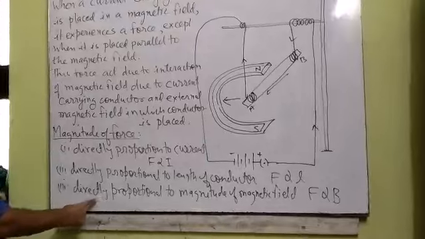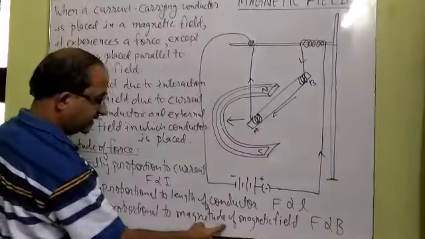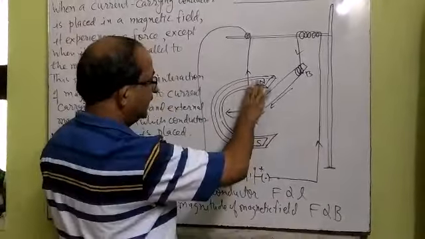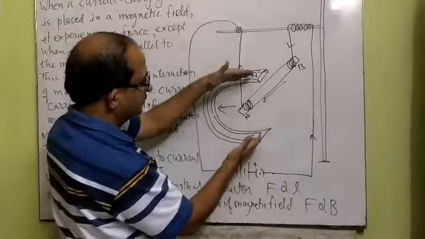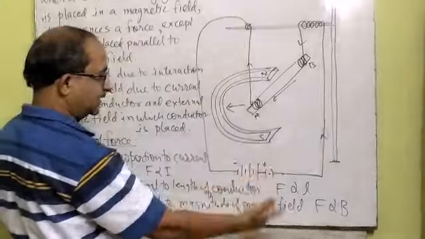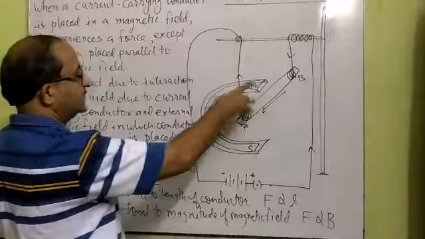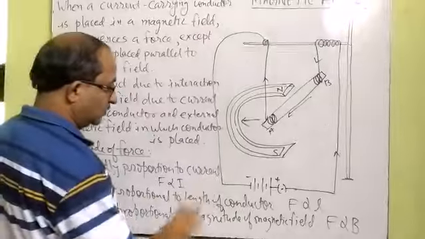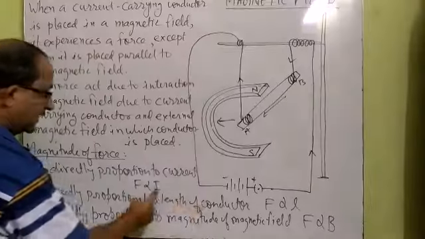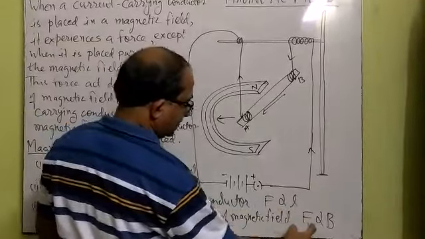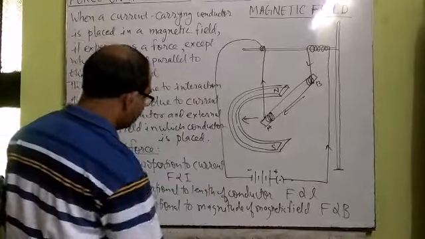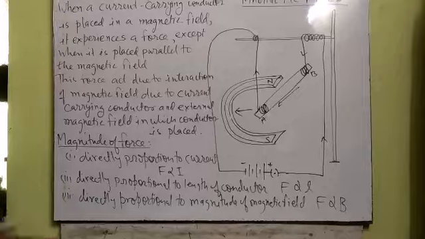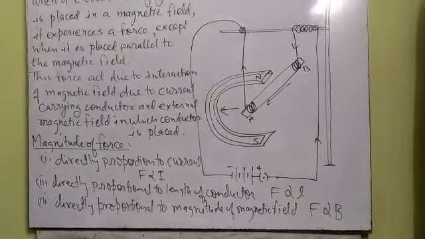Third point, it is directly proportional to the magnitude of the magnetic field around the coil. Means the external magnetic field developed by the horseshoe magnet, if it is strong, then the force experienced by the coil will also be more. So F is proportional to I, F is proportional to L, F is proportional to B. So the combined effect is F proportional to I, L, B. So these are the factors by which the magnitude of force can be increased.